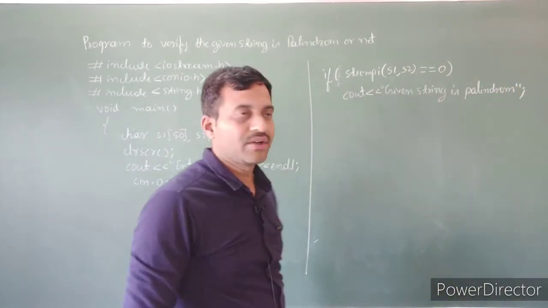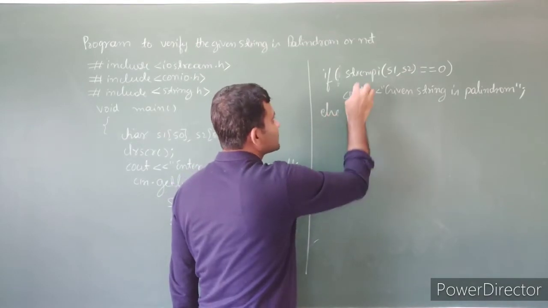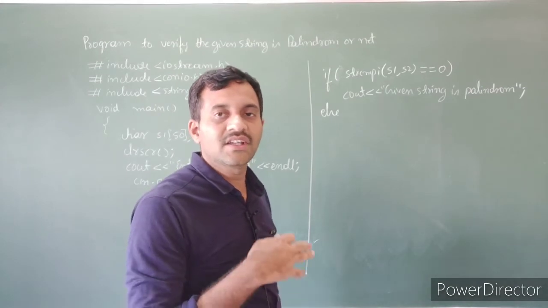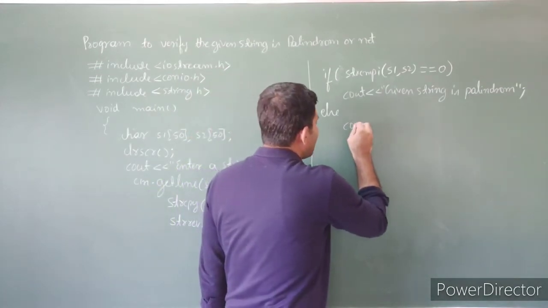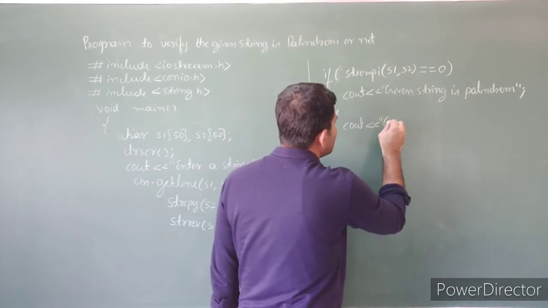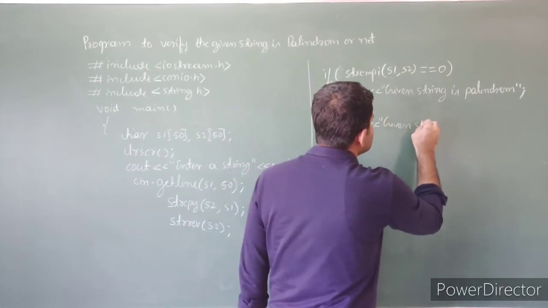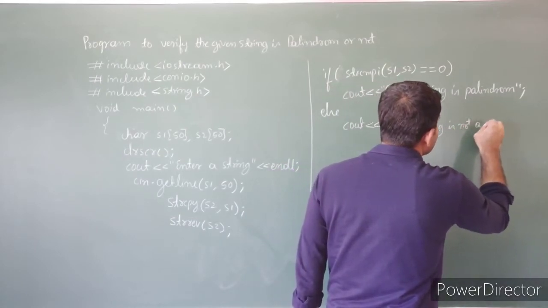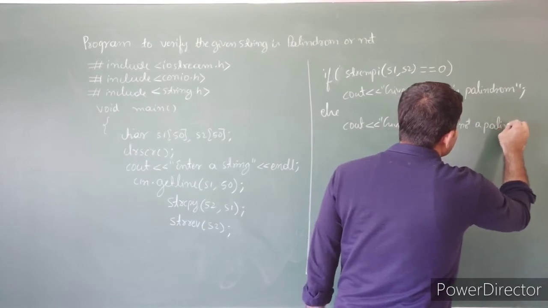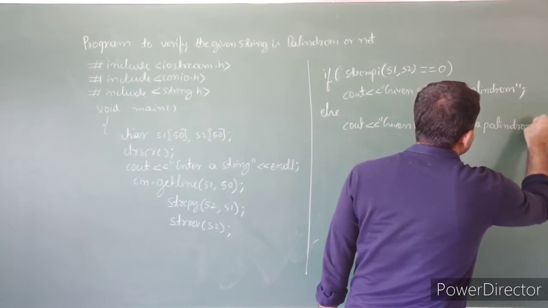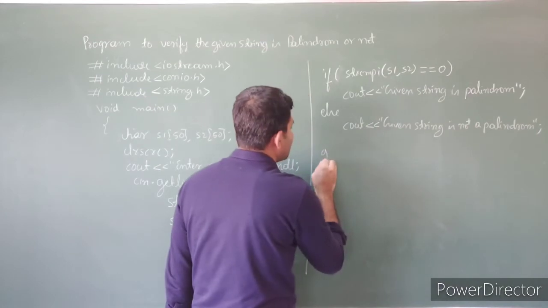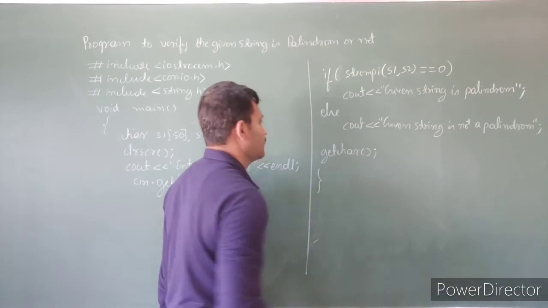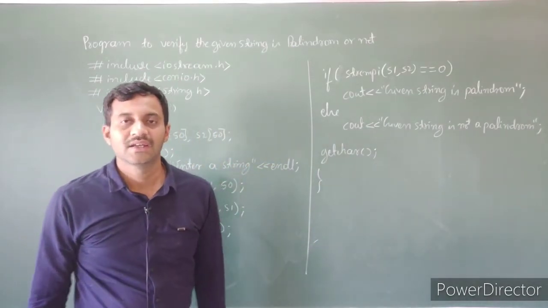Else, if this condition returns false, that is, it returns a non-zero value, then output "given string is not a palindrome". Then getch, then close the main program. So it is a lab program.